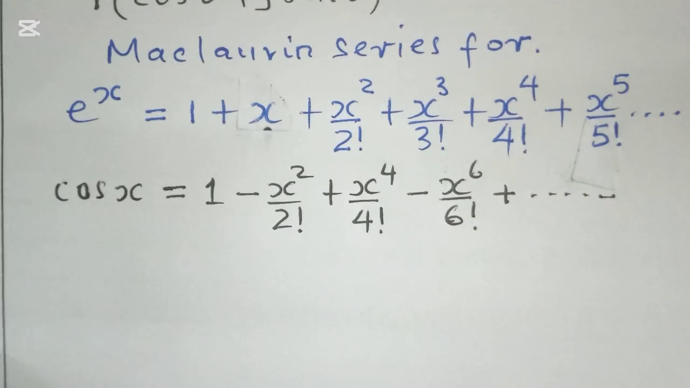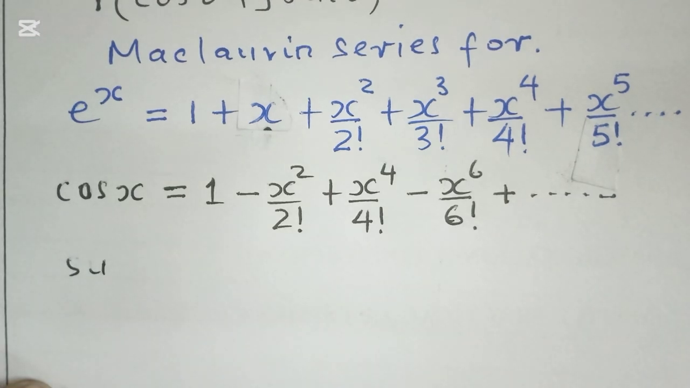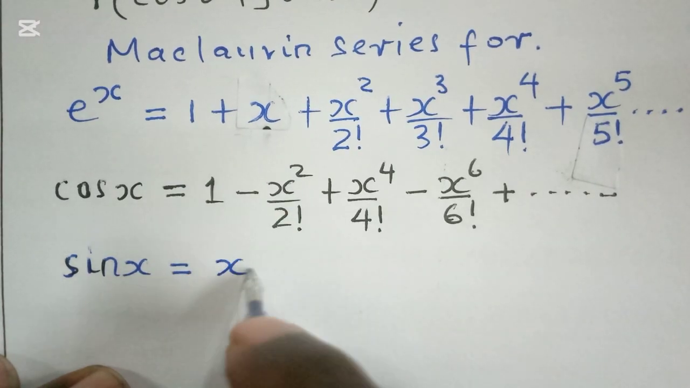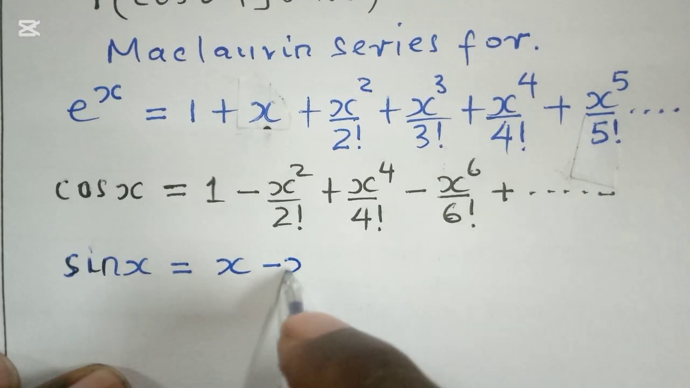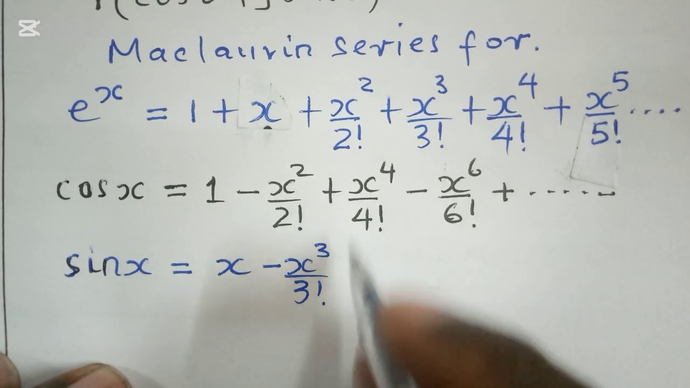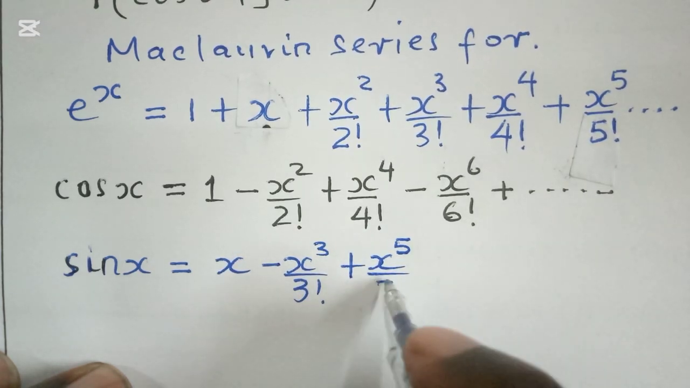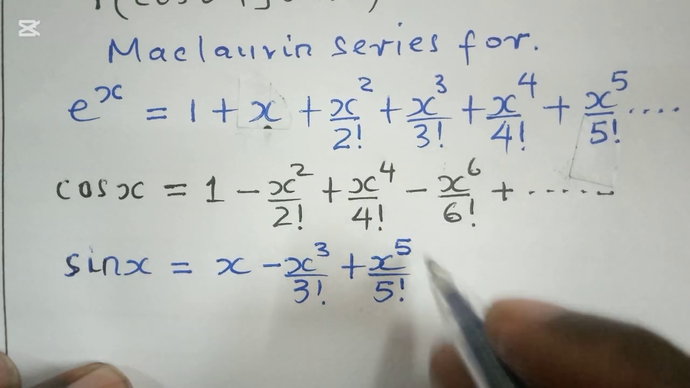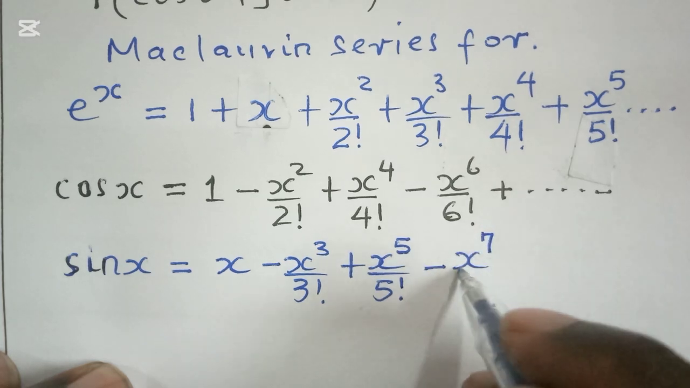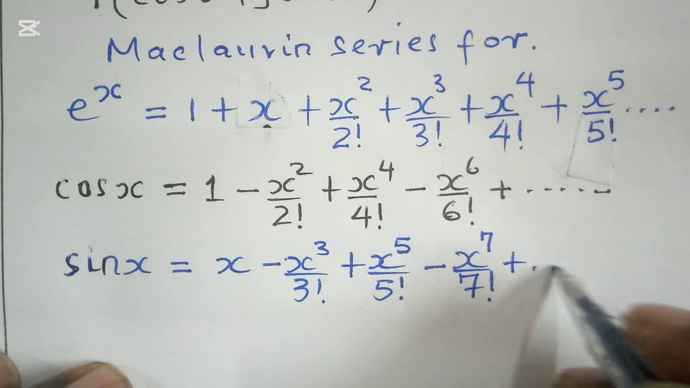Guys, from there we go to sin x. For sin x, it's given by x minus x cubed all over 3 factorial plus x raised to 5 all over 5 factorial minus x raised to 7 all over 7 factorial, and so on.